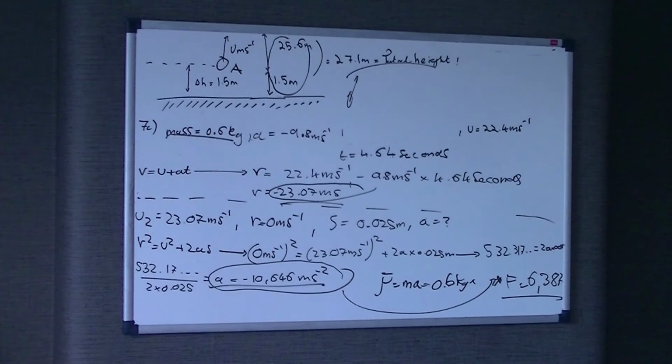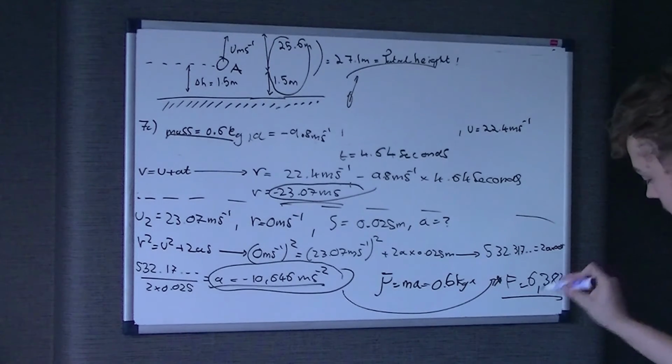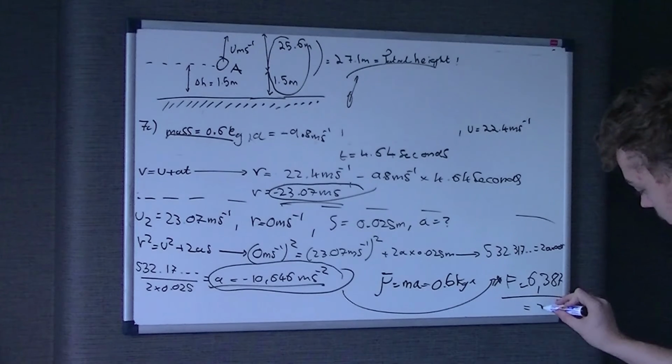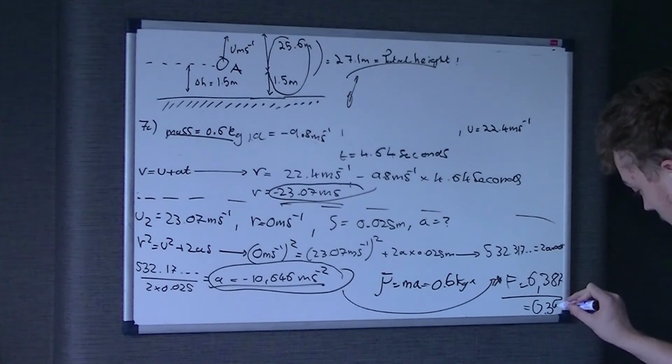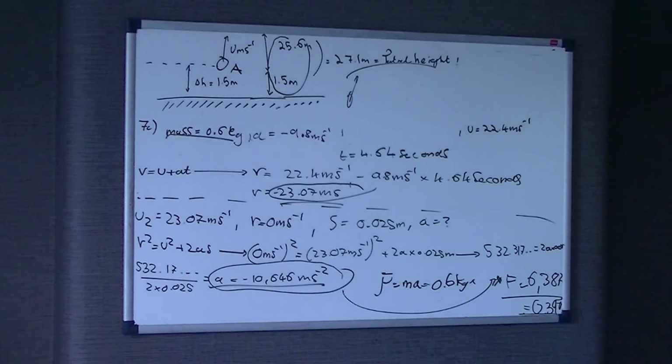Now it says 6,390 in the mark scheme just because it's doing it to 3 significant figures. So hopefully that helps. So that's question 7C done with.